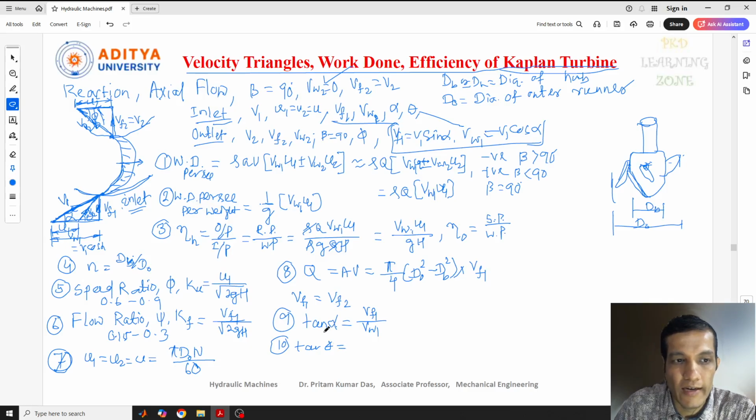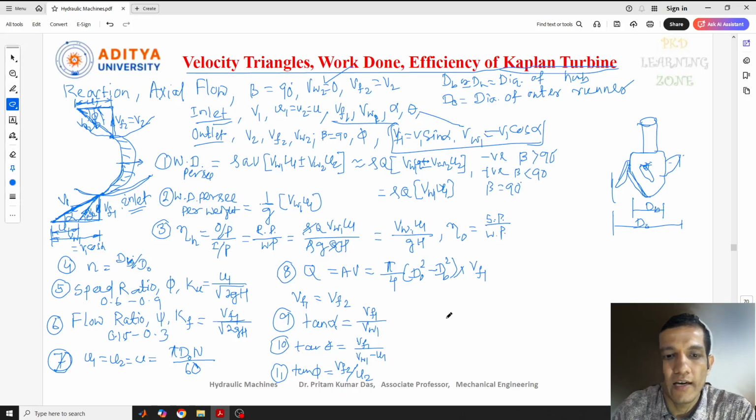So again we can write this is tan theta. This is all in inlet conditions I'm talking. Similarly, VF1 divided by VW1 minus U1. And the next one is the outlet condition, tan phi, you can see. So tan phi also we can write as VF2 over the base, because in the outlet condition the base is U2. So these are the formulas which can be used to calculate the velocity, the work done, efficiency, and to design the Kaplan turbine.